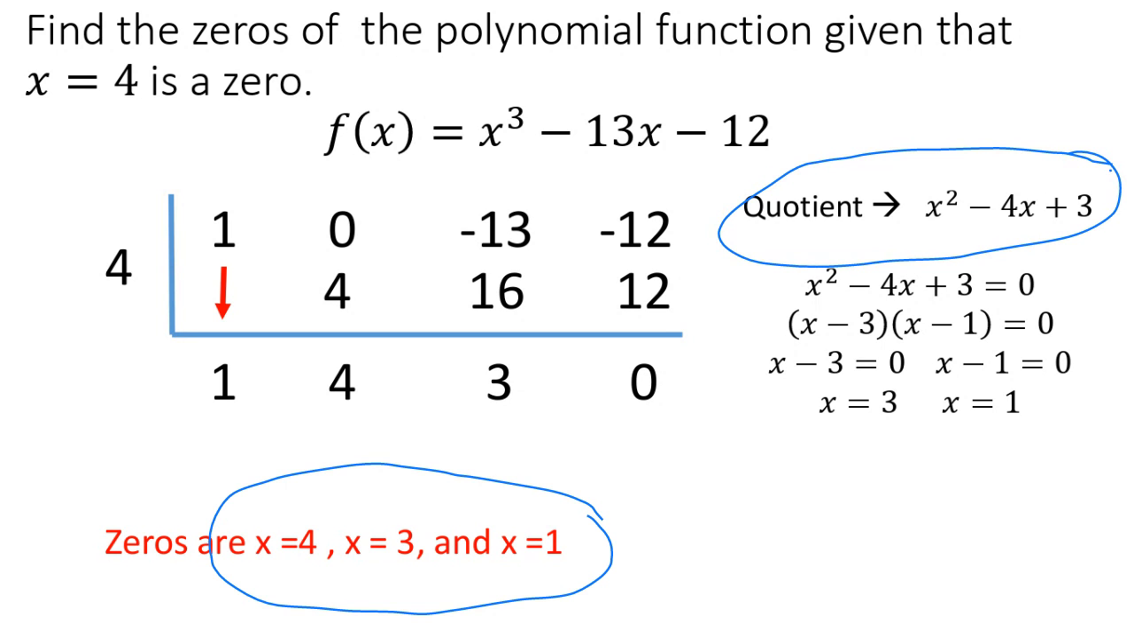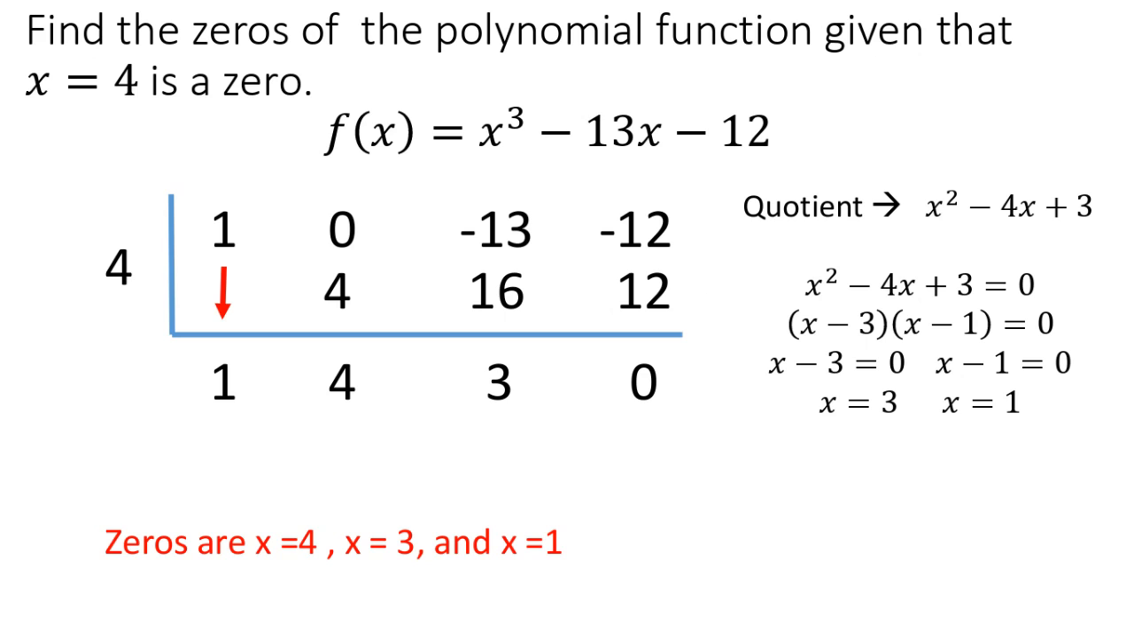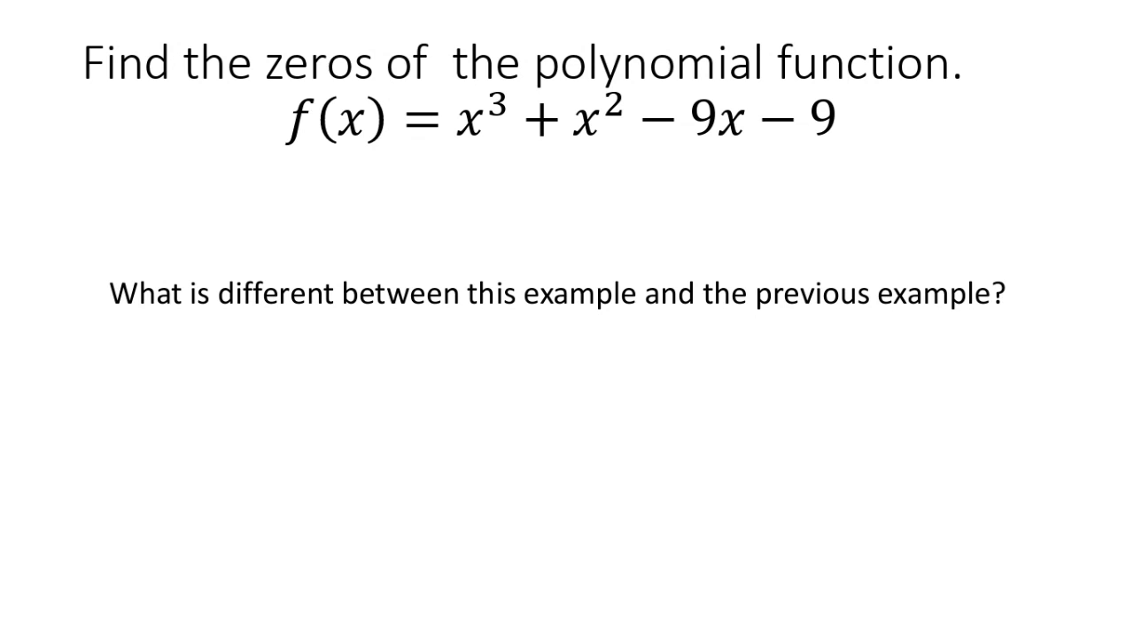But notice that at the beginning, they had already told me that x is equal to 4 was a zero. And so that's why I was able to do the synthetic division. So I have a question for you guys. What is the difference between this example here, find the zeros of the polynomial function, and this example that was in the next page or the page before? So this example here, find the zeros of polynomial function given that x equals 4 is a zero. Here's your function. And this example here. What is missing from this?